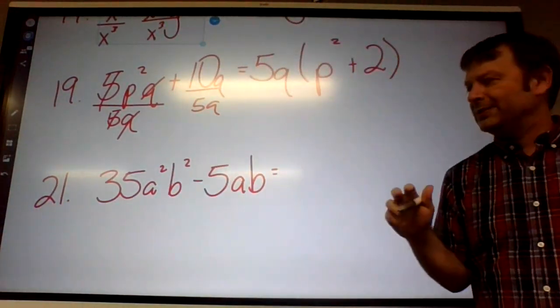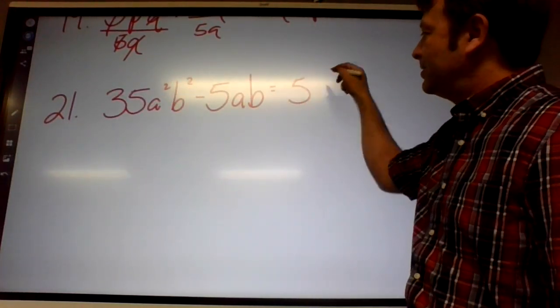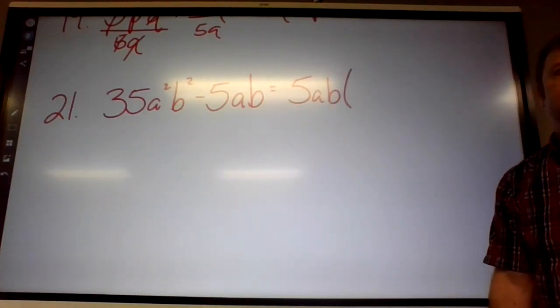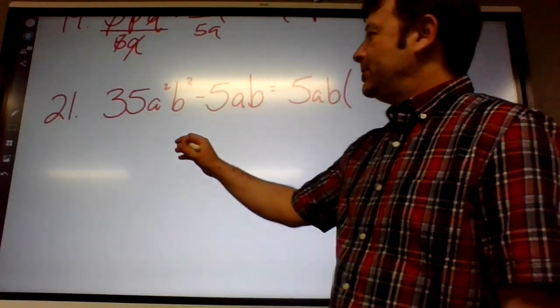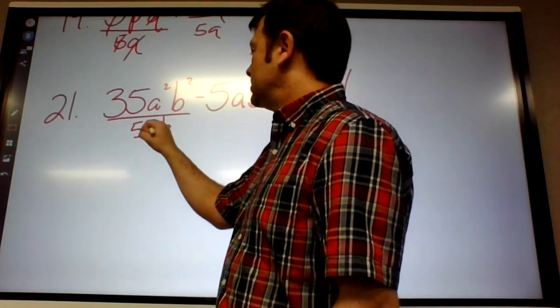Getting messier. Luke, what do you think we can take out of these two? 5 and AB. Does it matter since the 5's after? Like, since it's 35 and then 5, would it change anything or not? Okay. Doesn't matter. Alright, what is going to be left, Luke, after we take out the AB?